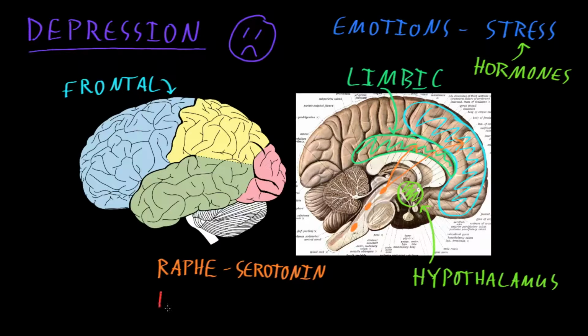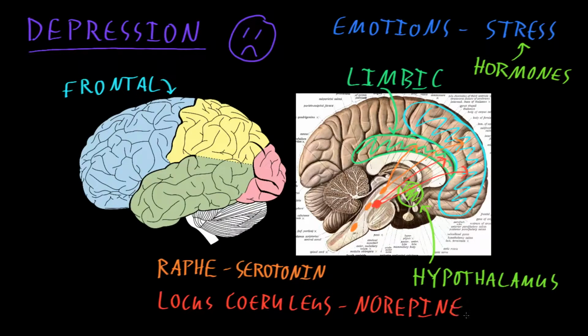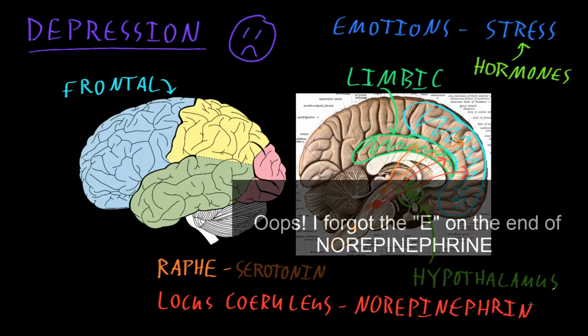Another pathway starts in an area called the locus coeruleus, which is located right around here in the brainstem, and it also sends long axons up to different areas of the cerebrum and releases a lot of the neurotransmitter called norepinephrine. Norepinephrine. And this also appears to be abnormal in many patients with major depressive disorder.